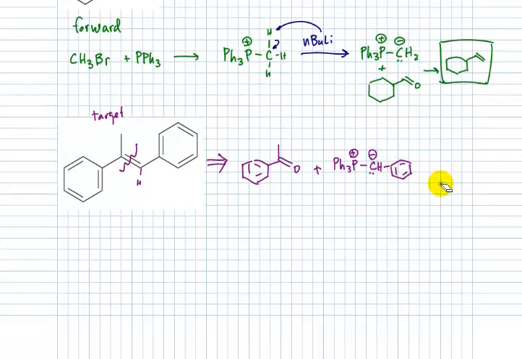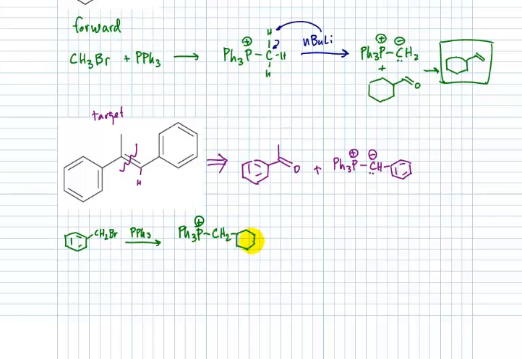Forward reaction, I need benzyl bromide. So benzene, CH2Br. React that with triphenylphosphine. We get Ph3P+ CH2, benzene ring. n-Butyllithium will deprotonate. Ph3P+ CH benzene.